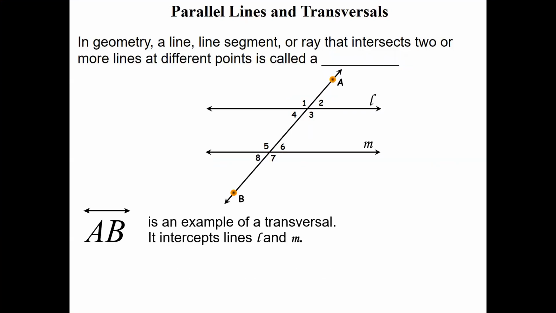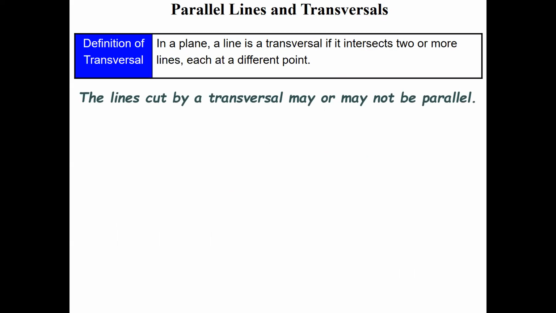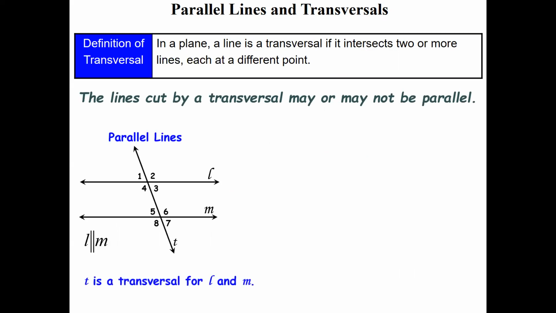Hey, look, there's my picture. So line AB would be your transversal. It's intersecting lines L and M, or it intercepts them. By definition, in a plane, a line is a transversal if it intersects two or more lines, each at a different point.